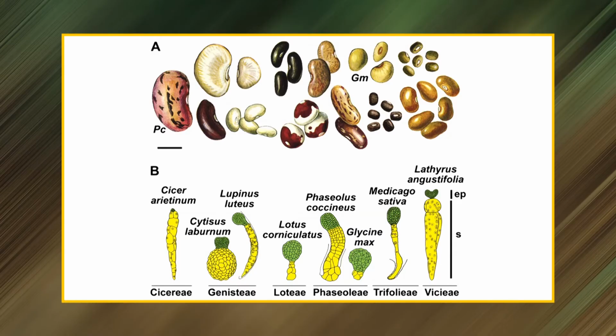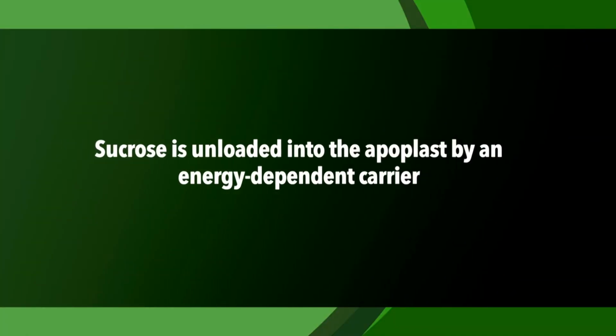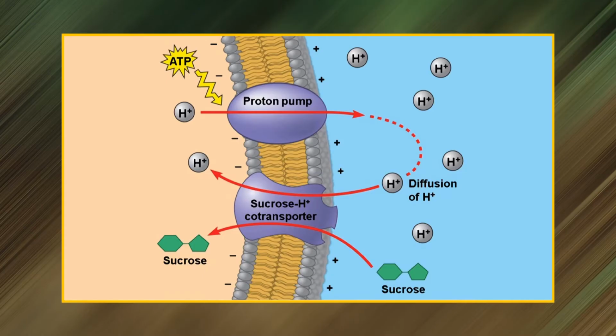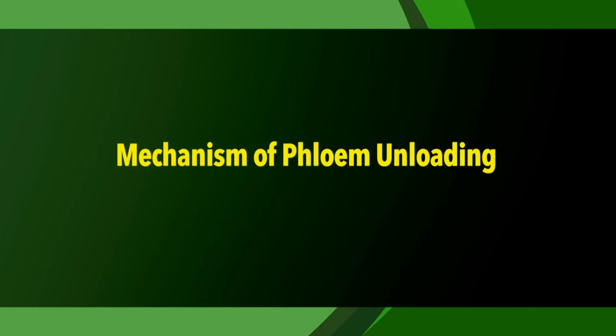The third pathway for phloem unloading indicates that in legumes, sucrose is unloaded into the apoplast by an energy-dependent carrier. The nature of the carrier has not been conclusively identified, but evidence to date suggests it is probably the same sucrose H+ co-transporter. Now let's move towards the mechanism of phloem unloading.